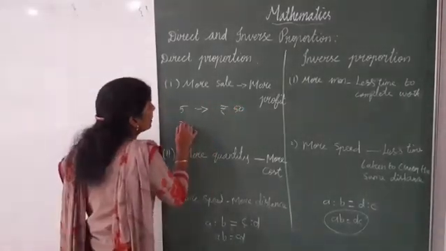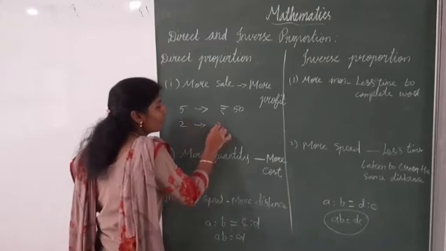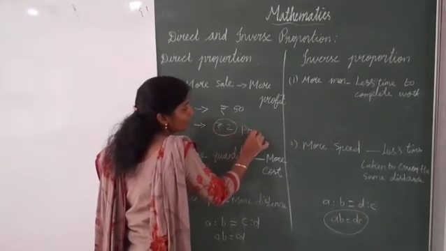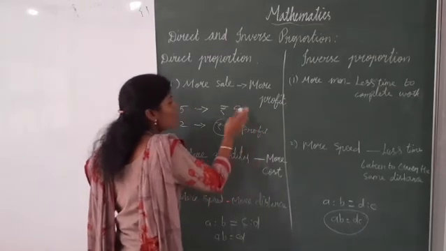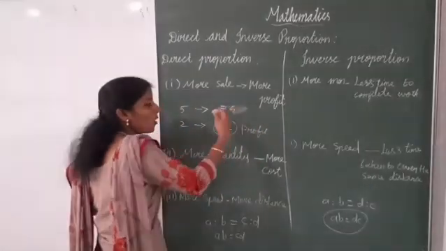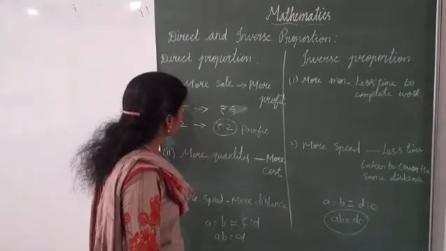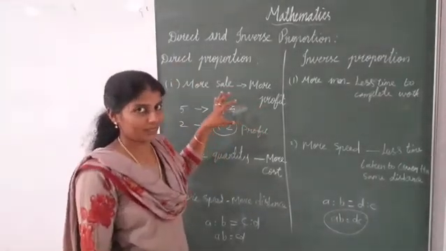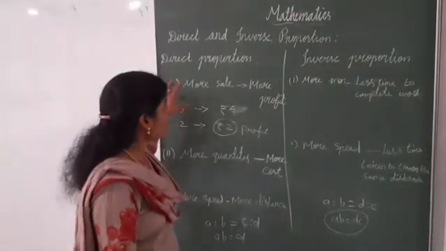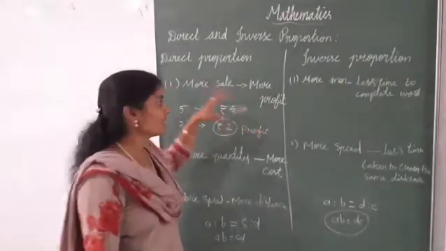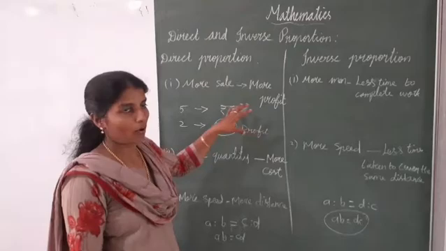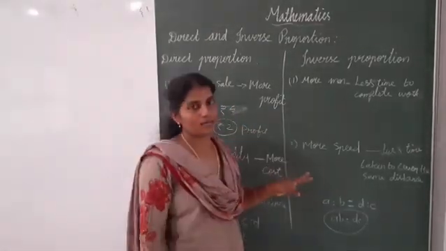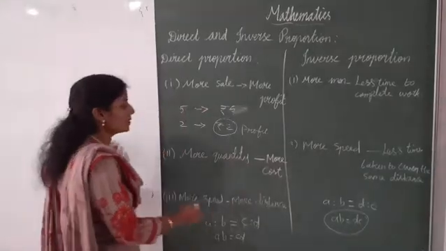Suppose 2 apples, what's the profit? Rupees 2 profit. So more sale means we will get more profit. Less sale means less profit. Are you clear? More sale, more profit. Less means less profit. Okay. Then second one, more quantity, more cost.